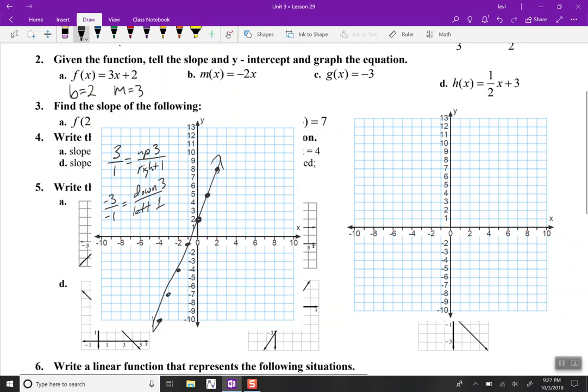Our next problem. Y-intercept, is there anything out here? No, so our y-intercept is 0. And our slope is -2. Slope -2, that's down 2, right 1, down 2, right 1, down 2, right 1, up 2, left 1, and draw our lines.